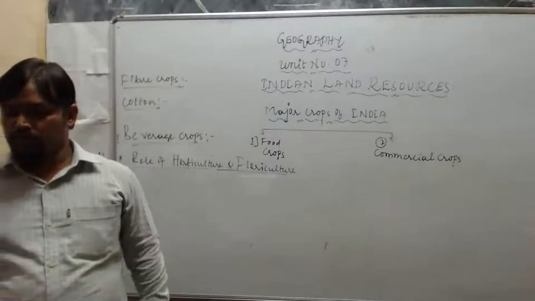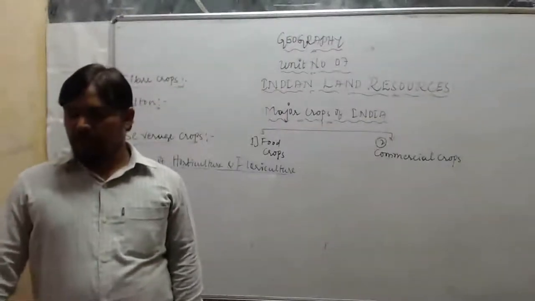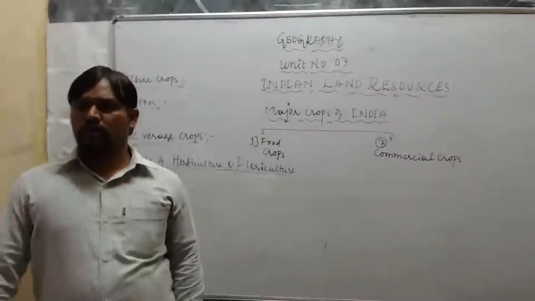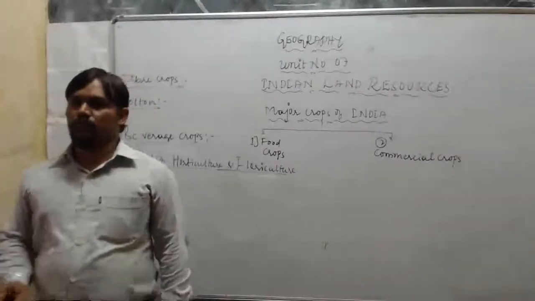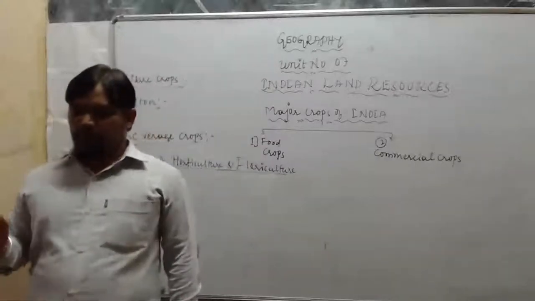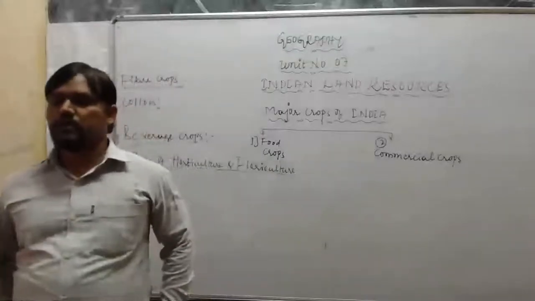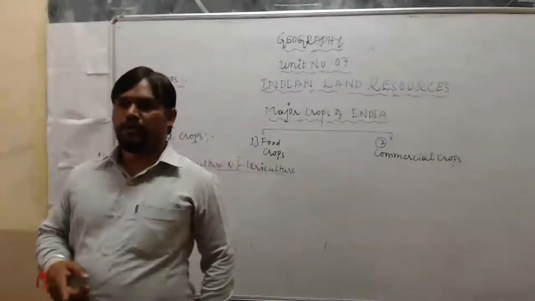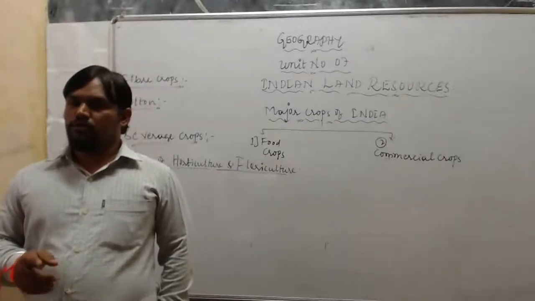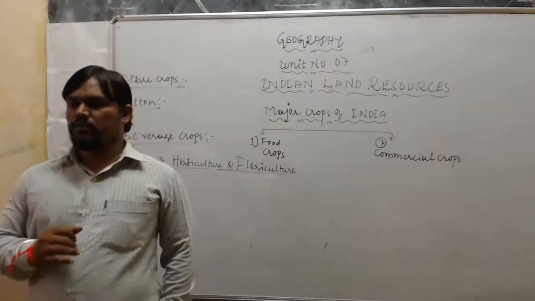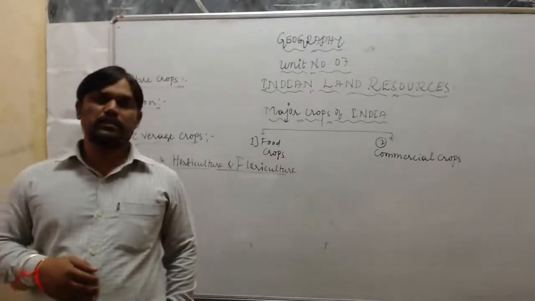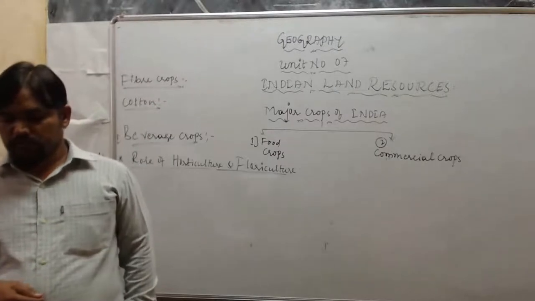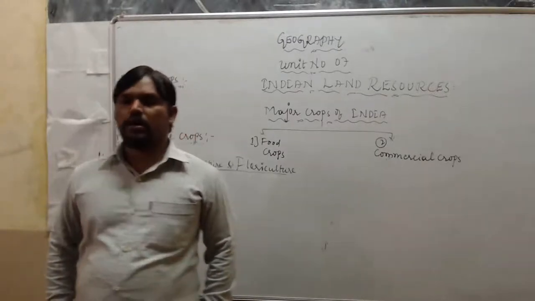The intensive cultivation of fruits, vegetables, flowers, medicinal and aromatic plants is called horticulture. Generally, you can say the excess production of fruits, vegetables, flowers, medicinal and aromatic plants is called horticulture. If you want to write how it is given in your textbook, you can write like that. Otherwise, in an easy way, just write like this: the excessive production of fruits, vegetables, flowers, medicinal plants, and aromatic plants is called horticulture.